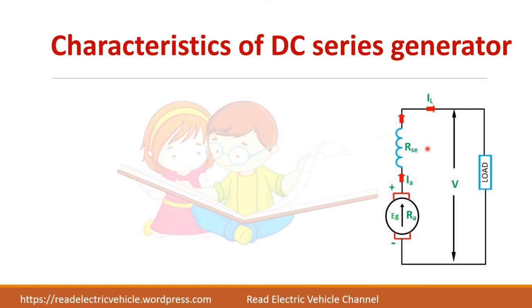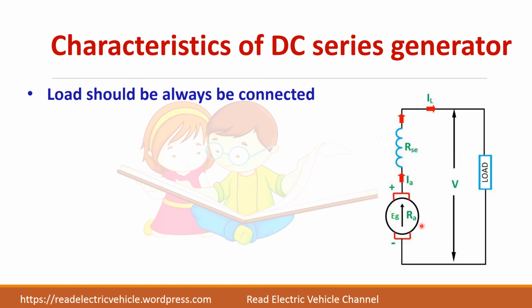So if you want to do OCC characteristics, if you keep the load side open, this field and armature will be open. So you have to take the OCC characteristics like a separately excited DC generator. That is, remove the field winding and connect it to an external DC supply and take the OCC characteristics.